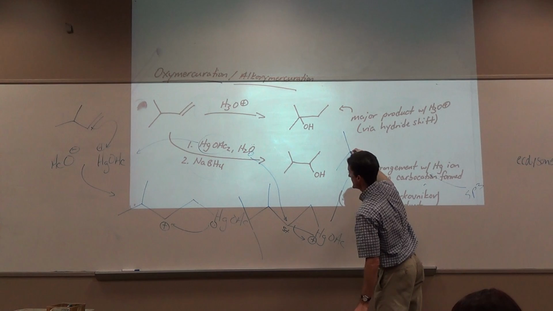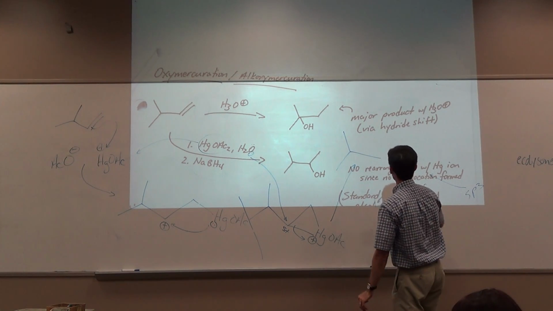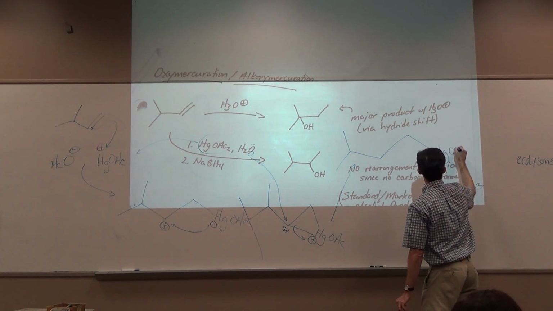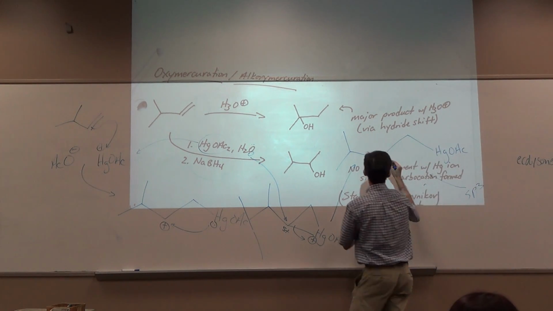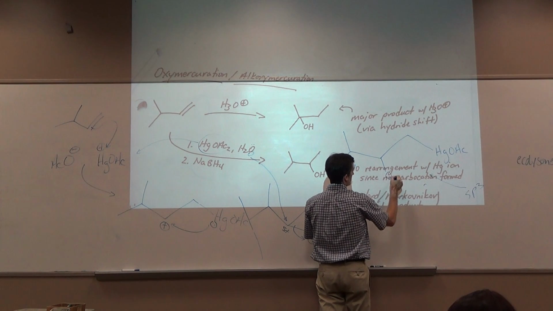Hopefully we can see here. We got this. Let's see if we can see. The mercury's now over here, acetate. What's now bonded to this carbon? Water. Okay, I'm going to actually draw it down because it's not really going to matter.